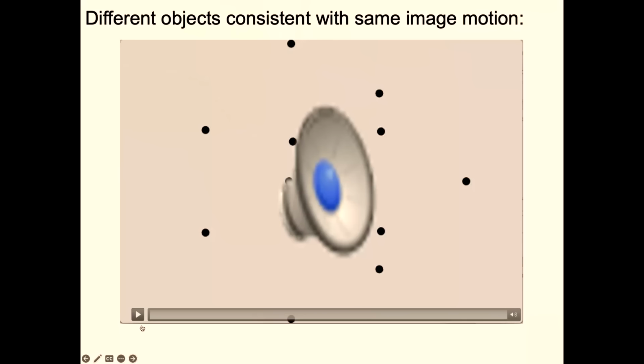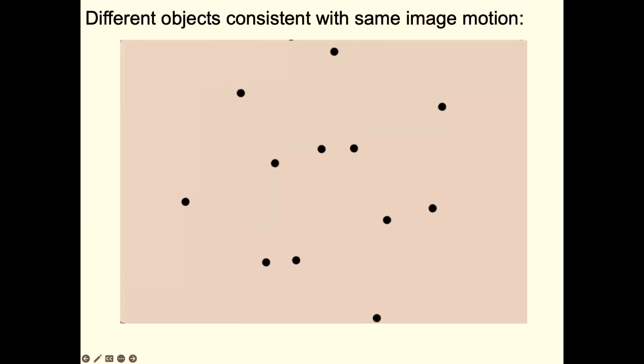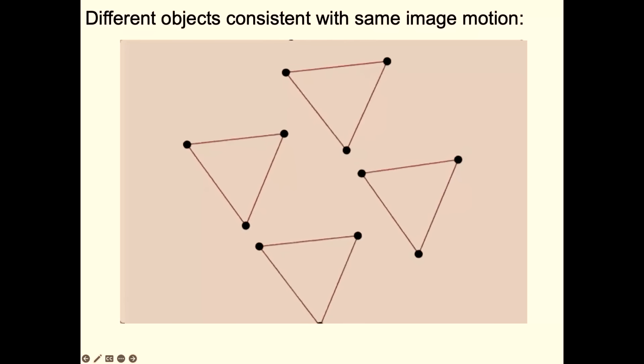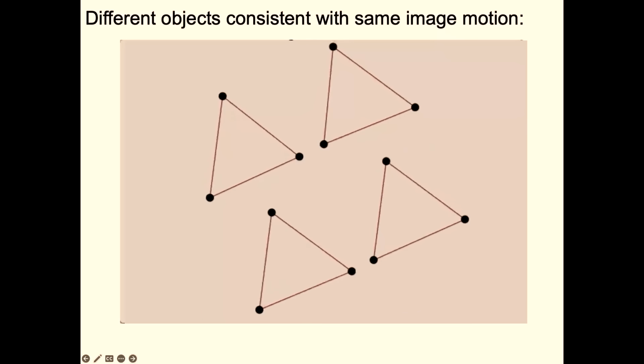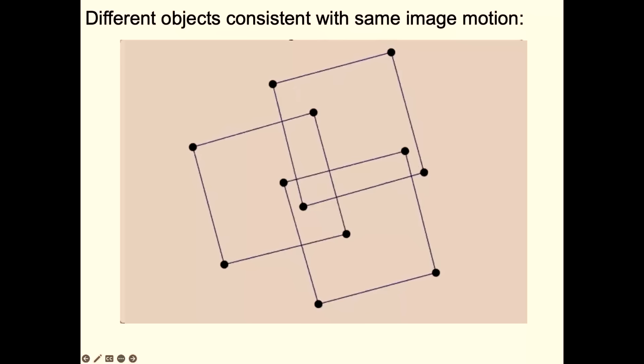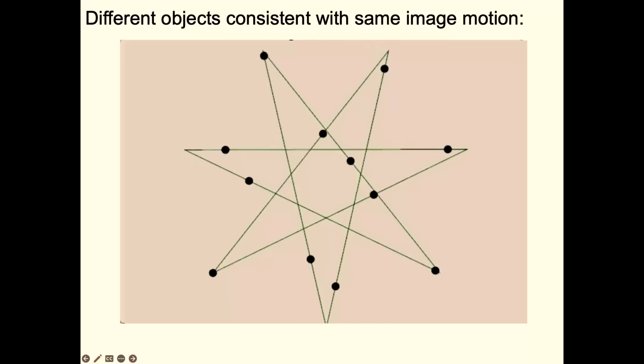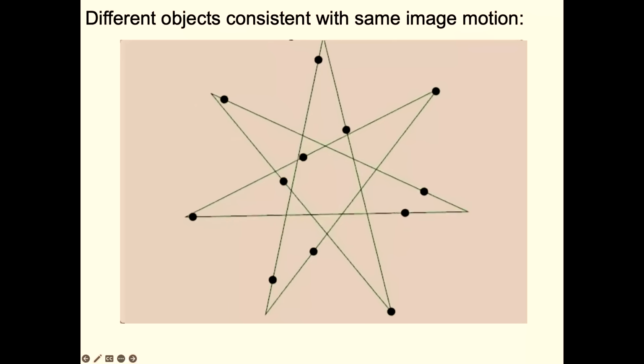There are lots of other examples. This is another one that's kind of interesting. This is a bunch of moving dots, and the same dot motion is consistent with a whole bunch of different possible objects. Here we have triangles. Here we've got some squares. This is something else.